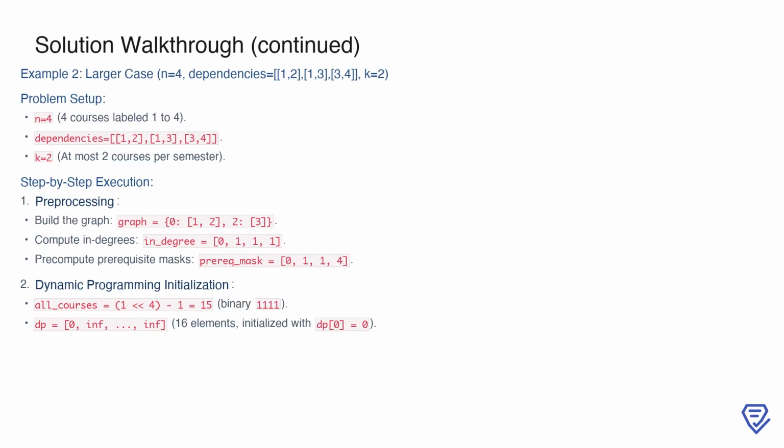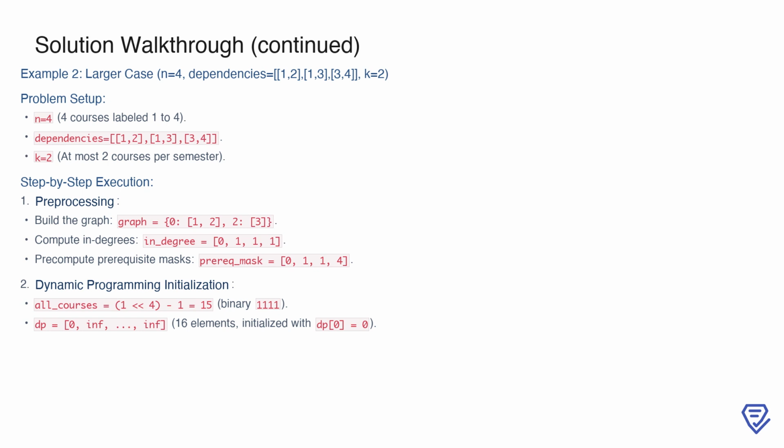Let's consider a larger example with 4 courses and dependencies such that course 1 must be taken before courses 2 and 3, and course 3 must be taken before course 4. This time, up to 2 courses can be taken per semester. First, we pre-process the data. The graph shows that course 0 points to courses 1 and 2, and course 2 points to course 3.